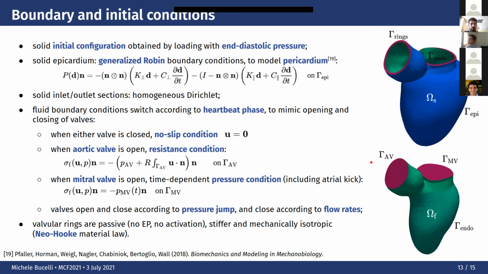To give you an example, the aortic valve starts closed, isovolumic contraction starts, and when ventricular pressure becomes greater than PAV, the valve opens. Vice versa, when flow becomes negative through gamma AV, the valve closes.